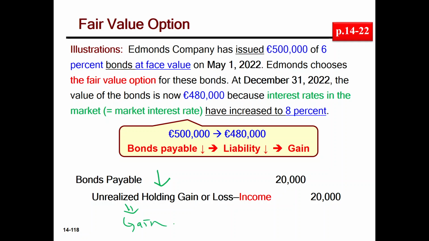How much? $20,000. The difference between fair value and market value. Okay. Then it is because of the market. That's why we use dash income. Dash income means what? You could put it into net income. So we use dash income, which means part of your net income.